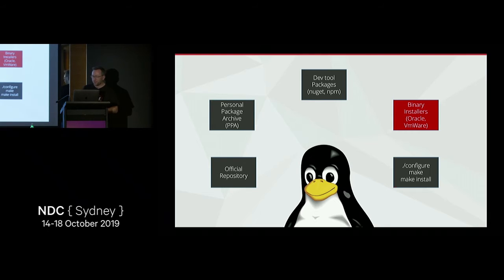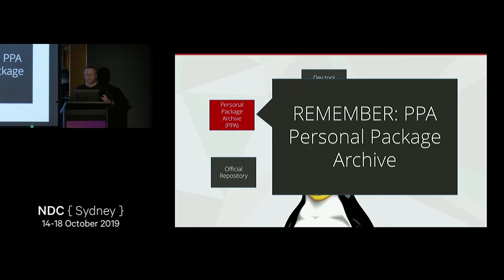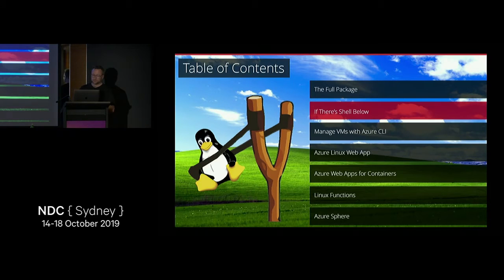And finally, the nuclear option, if you really want to have a piece of software and there's no package made for it, you can download the source code, build it, and make it yourself. But I've not had to do that for a very long time. The thing I want you to remember is PPA, Personal Package Archive, because that's incredibly useful for getting software into your system. And if you can remember PPA, you're going to find stuff on Google.